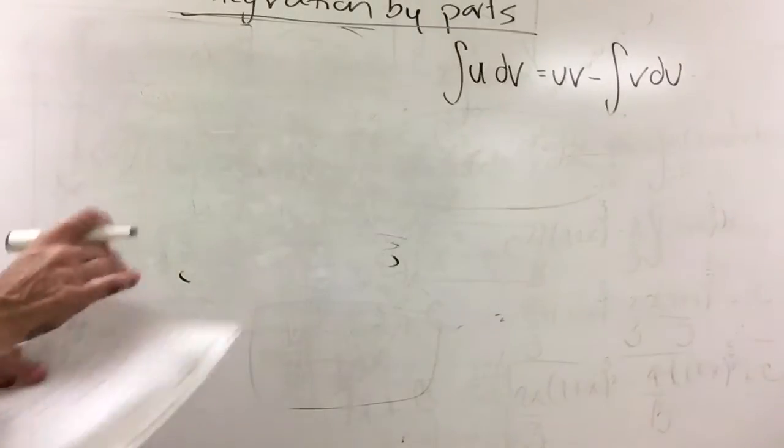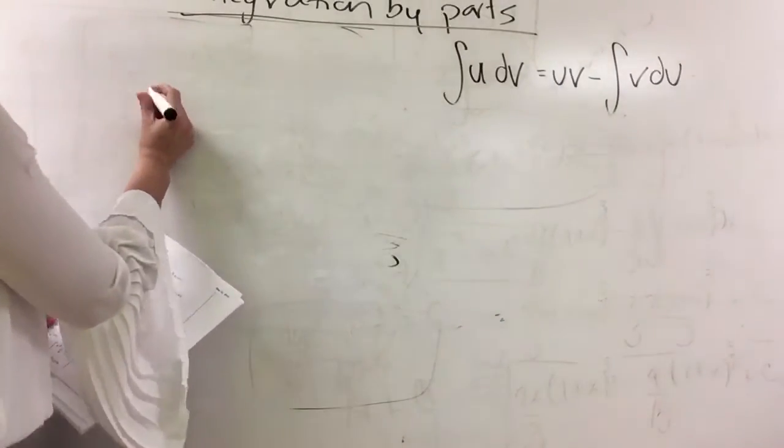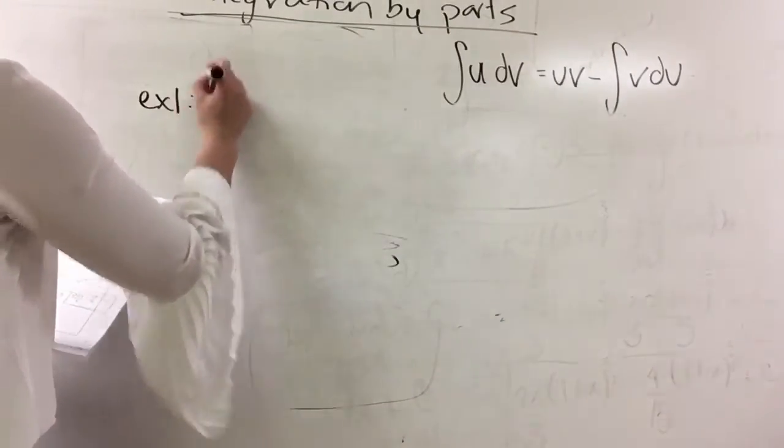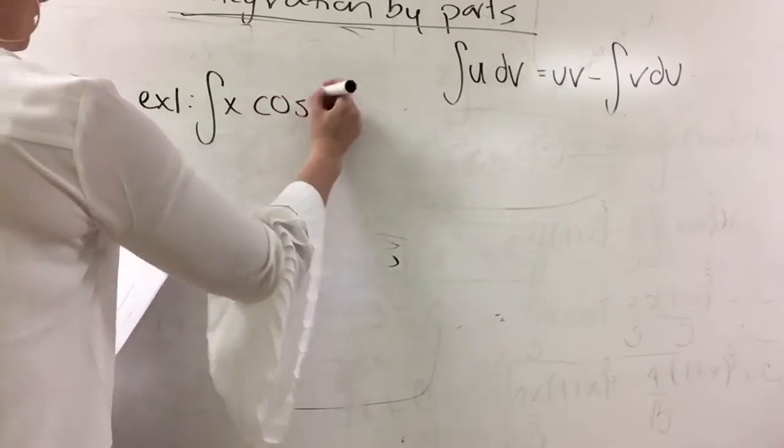Okay, we are going to keep going with our integration by parts quest here. I'm going to do 2 more examples of integration by parts, okay? So here is another example. I have the integral of x cos 3x dx.